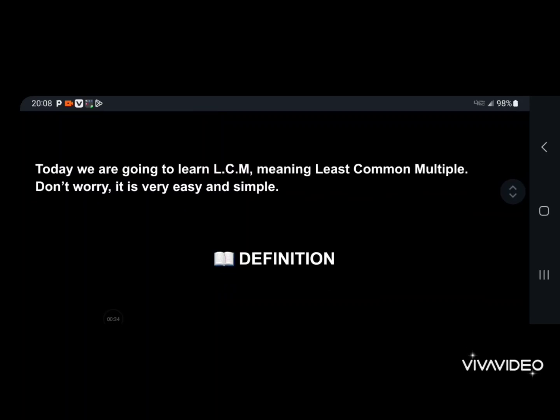L.C.M. Let's start with the full meaning. What do we mean by L.C.M? L.C.M is the full meaning. That is what, least common multiple. So people use lower instead of least. So it's all the same thing. Least common multiple, lower common multiple is the same thing.